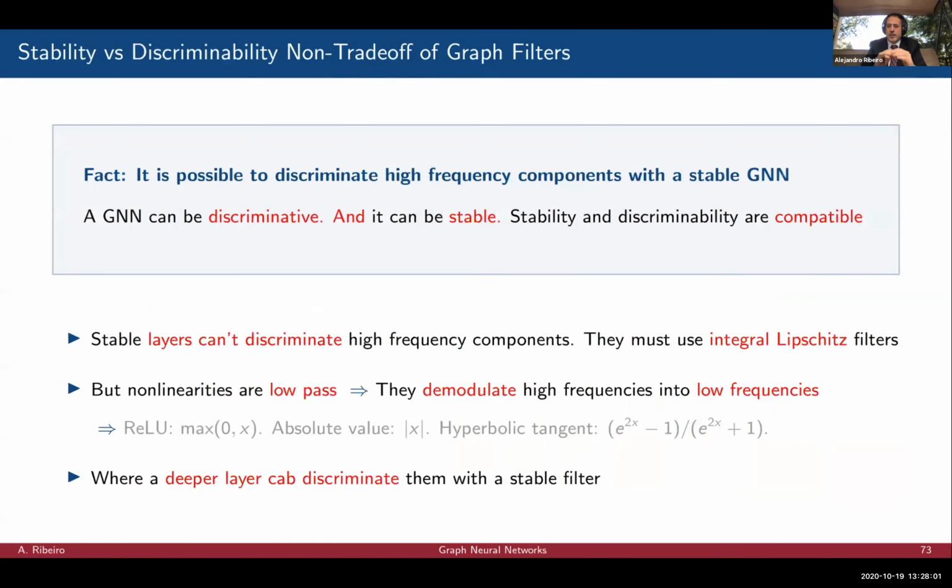So I think that's the important message that I wanted to convey today, which is this fact. A GNN can be discriminative and it can be stable. Stability and discriminability are compatible. And the reason why they are compatible is because nonlinearities are low-pass operations, which are demodulating high frequencies into low frequencies, where a deeper layer can discriminate them with a stable filter. Now, this is all I had to say.